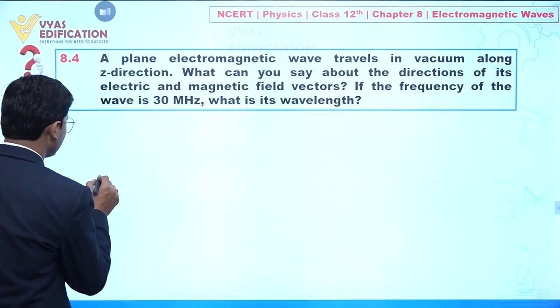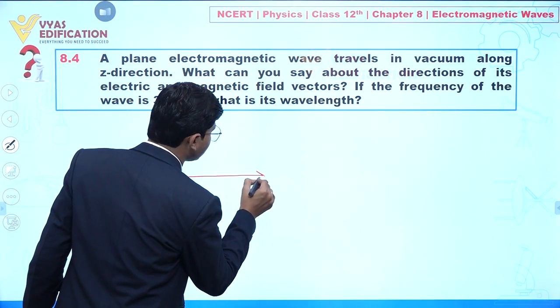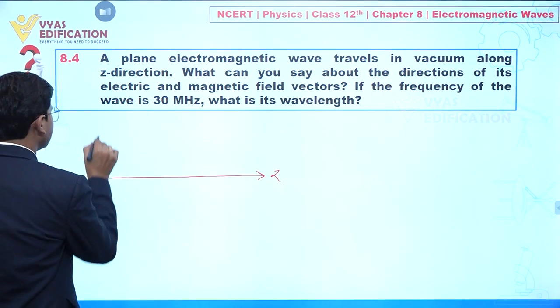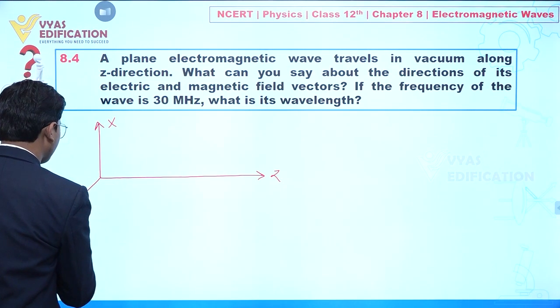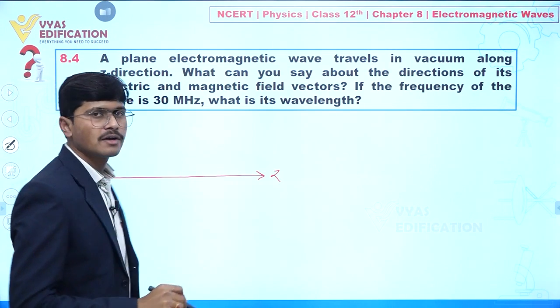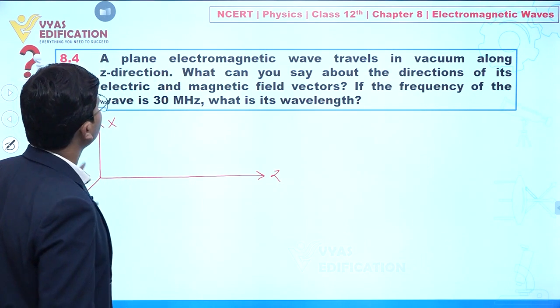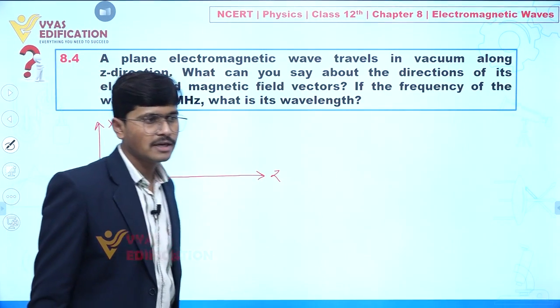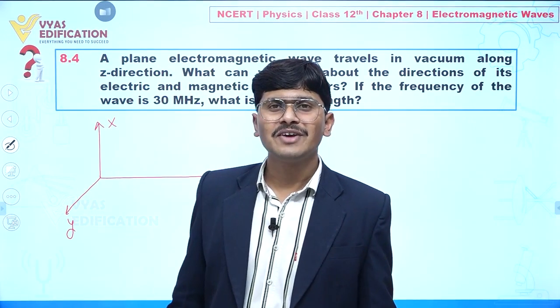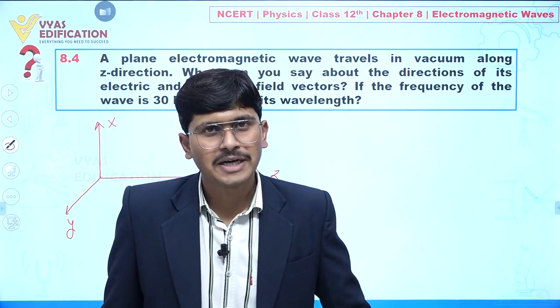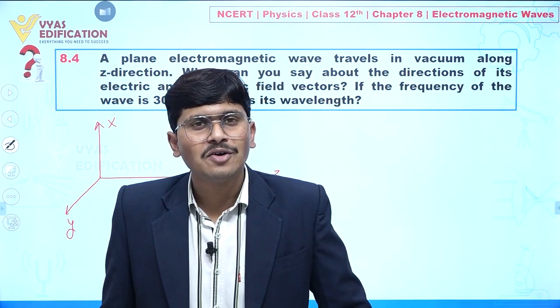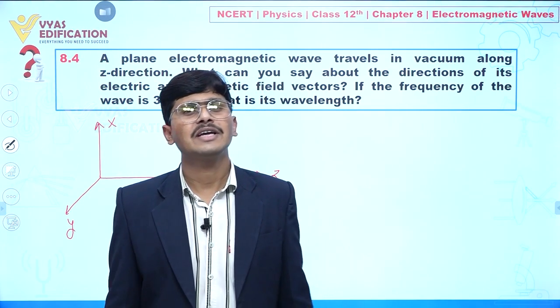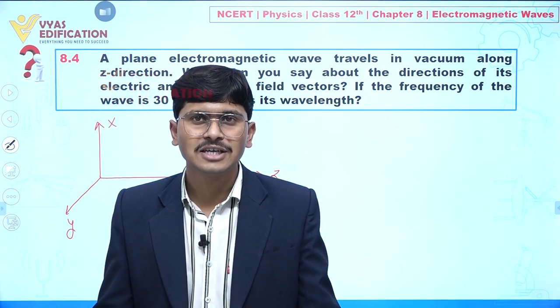So let's suppose I am taking this as my z direction. Let's suppose this is the x direction, and this one is the y direction. According to this question, a plane electromagnetic wave travels in vacuum along the z direction. Now we know an electromagnetic wave is produced by an oscillating charged particle. And whenever we have an oscillating charged particle, definitely we can say an electric field and a magnetic field are associated with it.